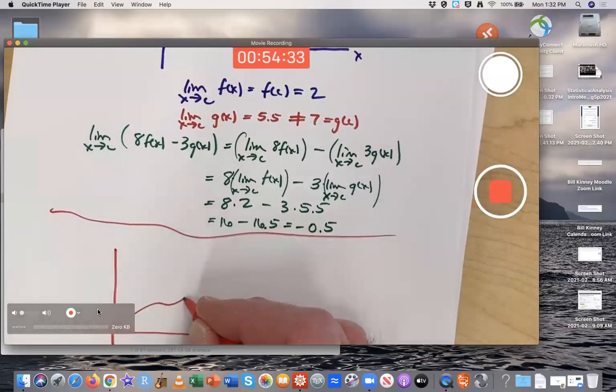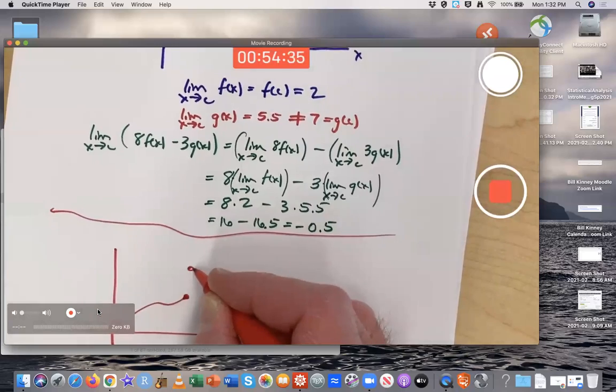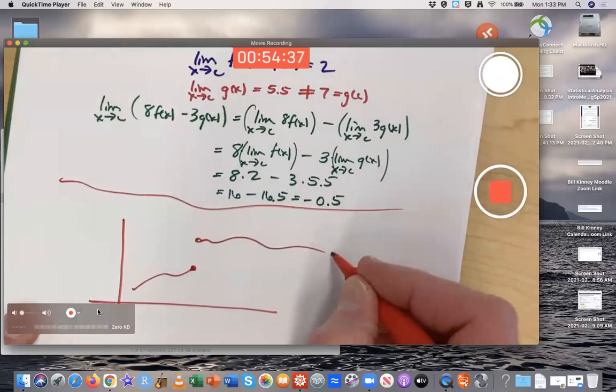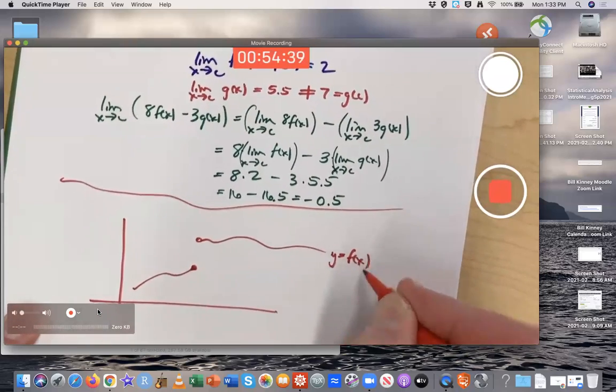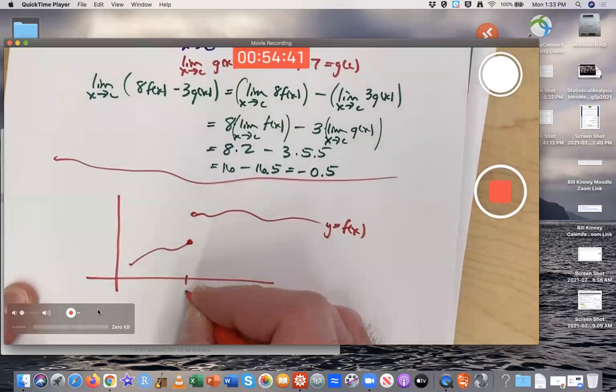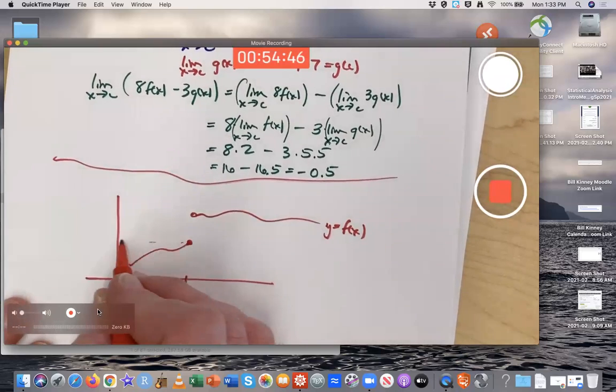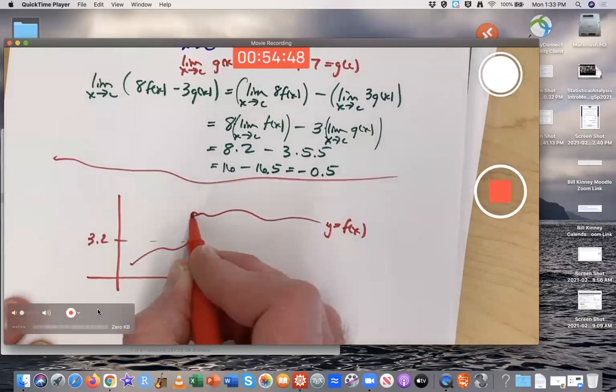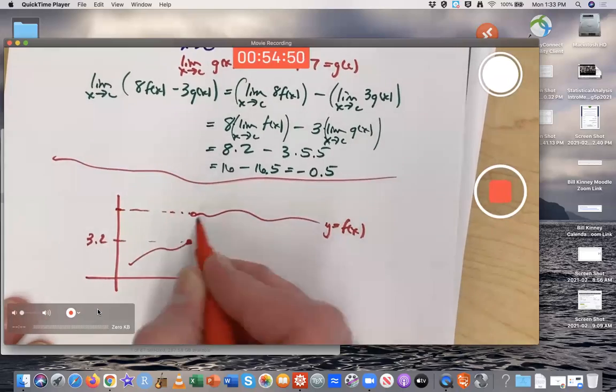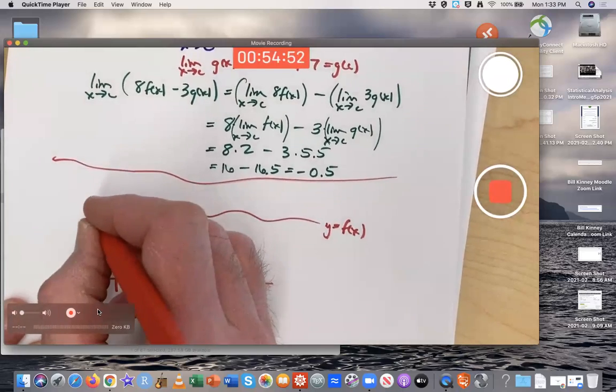Just a generic graph again. Say you got a function that looks like this. My new f of x here, this is c. Let's pretend this number is 3.2, and let's pretend the second coordinate of that missing point is 5.8.